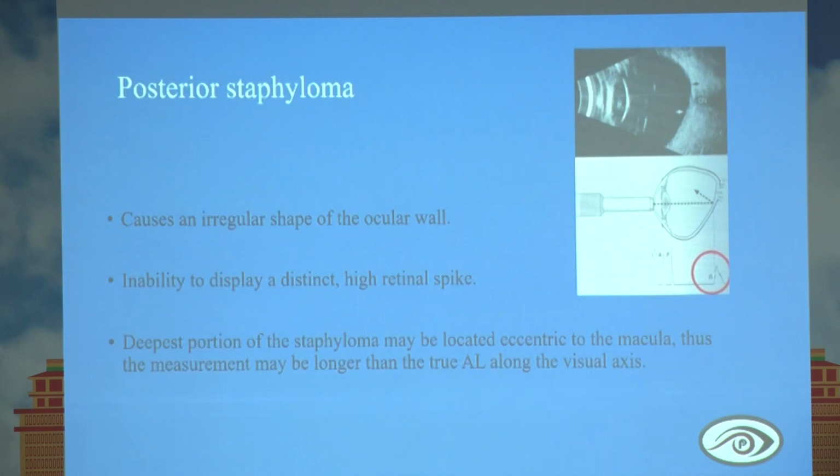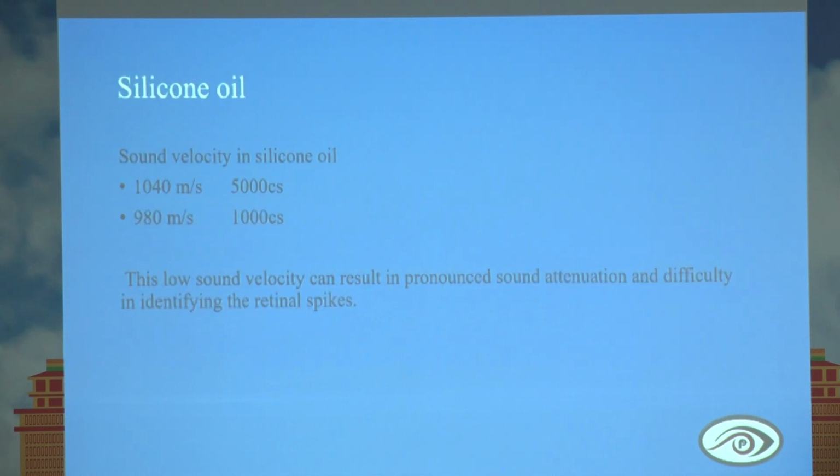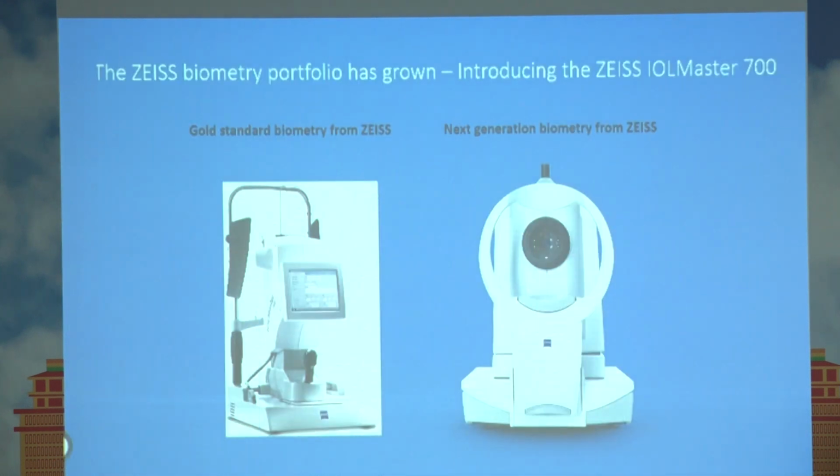Coming to one or two words about the posterior staphyloma, it causes an irregular shape of the ocular wall, so you may find it a little difficult to get the axial length exactly. Coming to the silicon oil, the low sound velocity in silicon oil can result in pronounced sound attenuation, and sometimes you may find it very difficult to find a retinal spike.